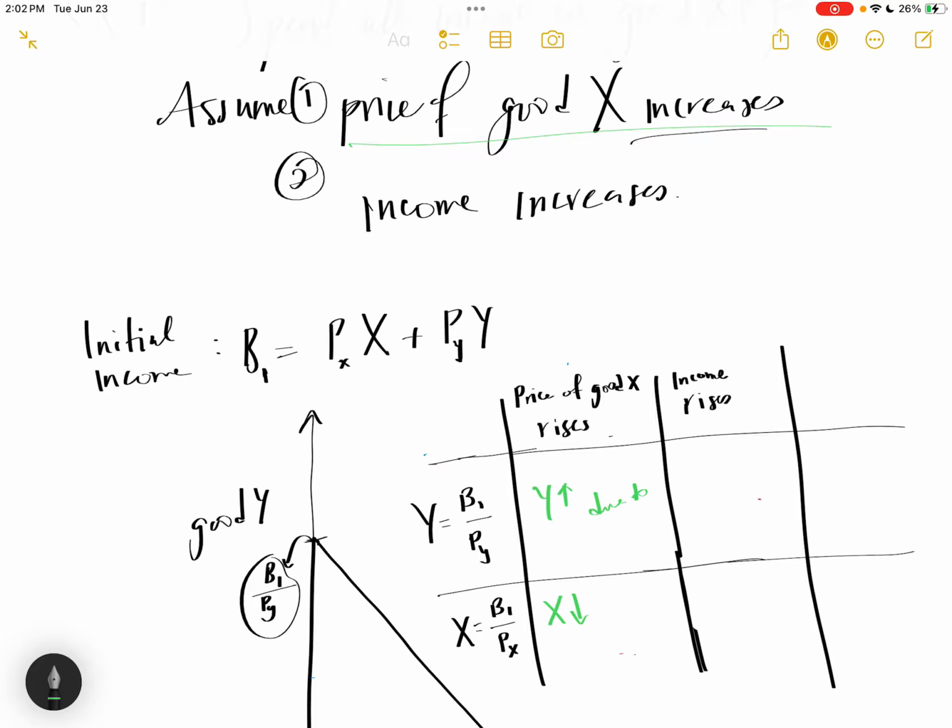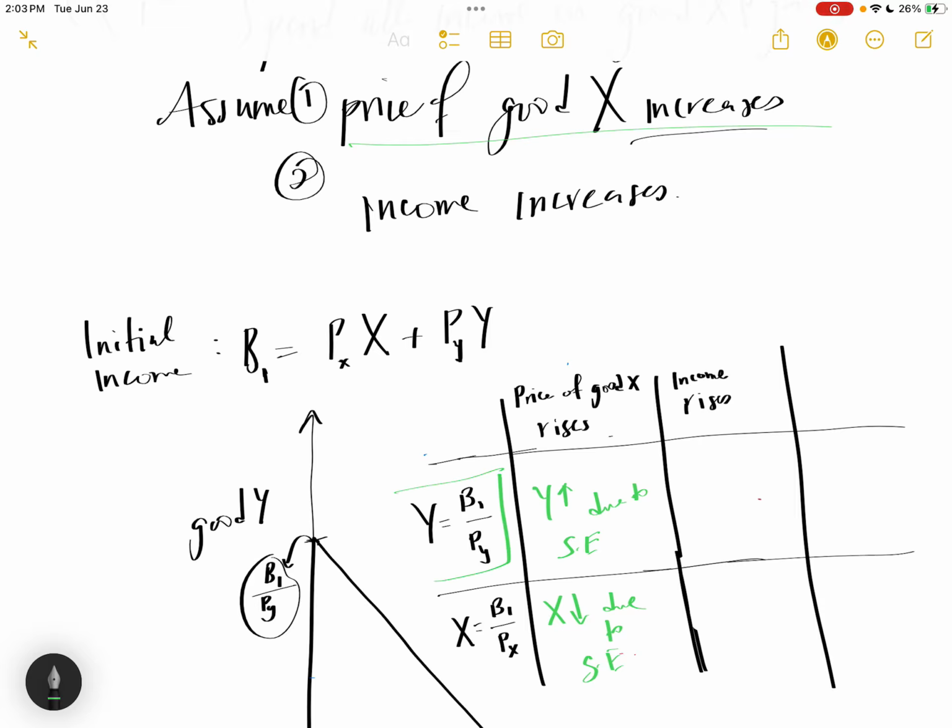due to the substitution effect, SE. And what is the substitution effect? Well, when the price of good X increases, the consumer will substitute away from good X because it is now relatively more expensive and buy more of good Y because that is now relatively cheaper.